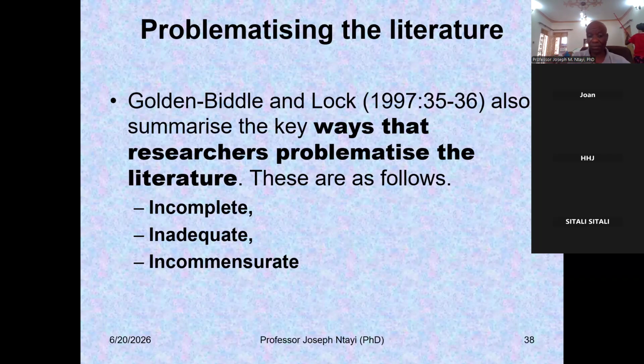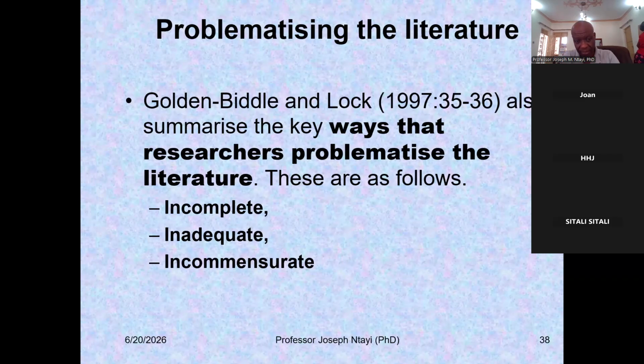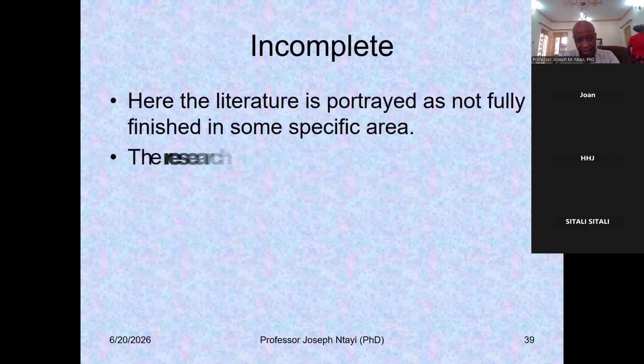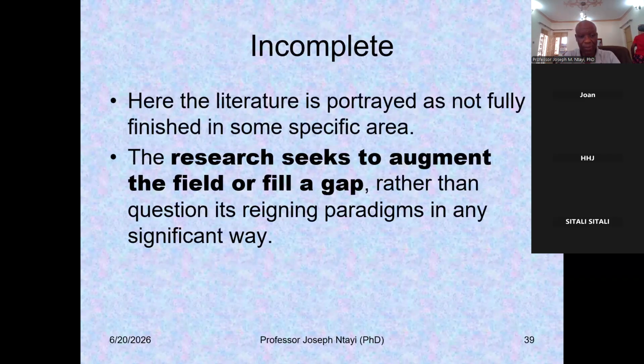That's why Golden-Biddle gives us these three: problematization through incomplete, inadequate, and incommensurate. These three things are very important, so we shall go through them one by one. We start with the incomplete. I think you can see what incompleteness means in this case.